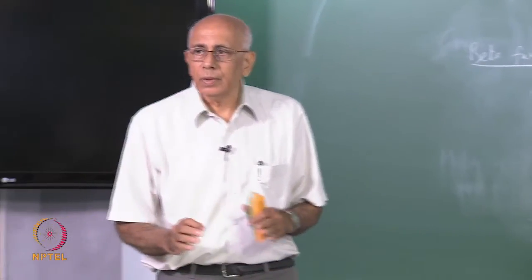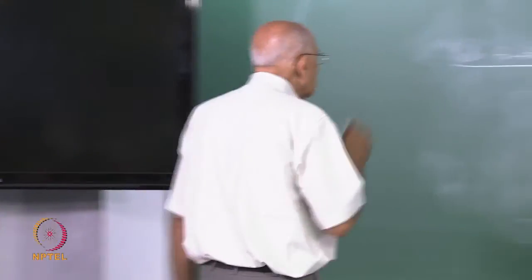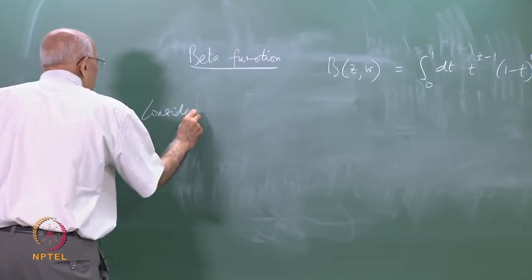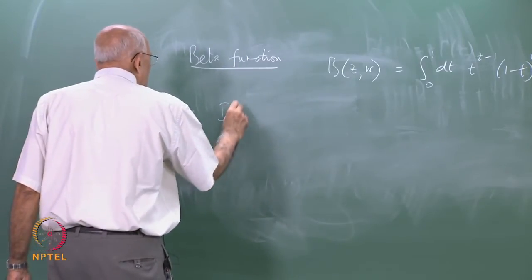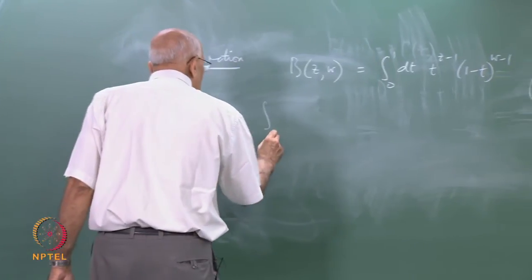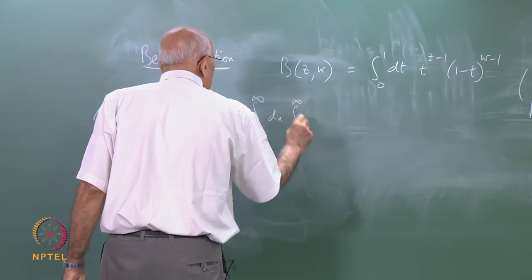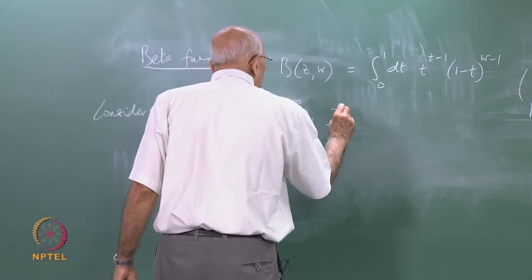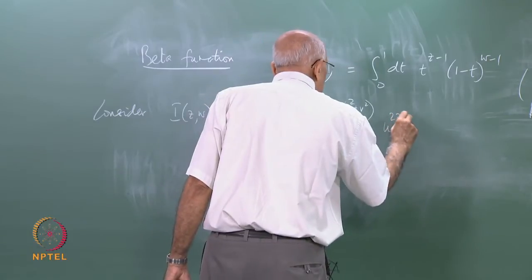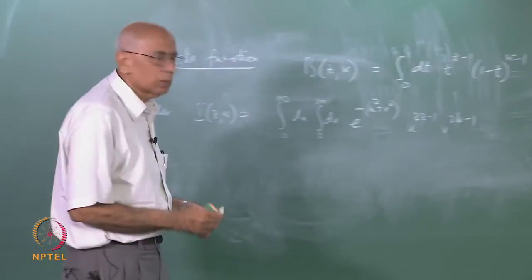We need to derive a connection between the beta function and the gamma function, and the way you do it is to consider the following integrals. So consider the following double integral. Let us call that I of z and w equal to an integral from 0 to infinity du dv e to the minus u squared plus v squared u to the power 2z minus 1 v to the power 2w minus 1. You consider this integral.